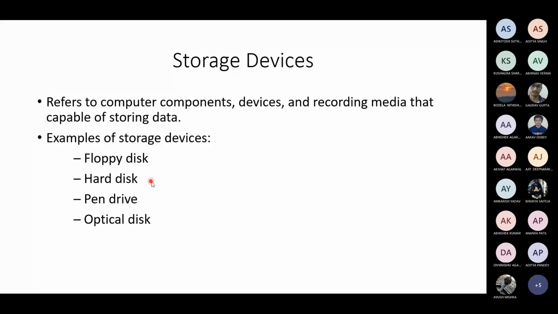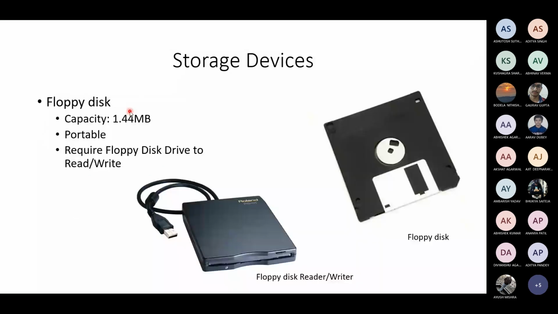A floppy disk looks like this. This is a floppy disk, and this is a floppy disk reader or writer. You insert the floppy disk into this reader or writer, and you can read or write documents. It is portable, but the capacity is very small, just 1.44 MB only. In olden days, when computers were invented, to make something portable they predominantly used floppy disks, mostly to store files, which is very little capacity. But if you want to use a floppy disk, you need a disk drive, a reader or writer.